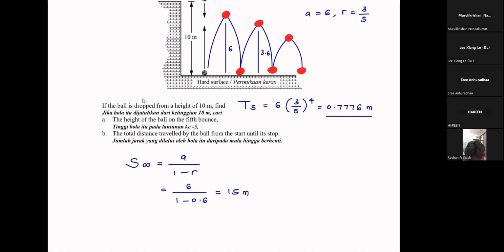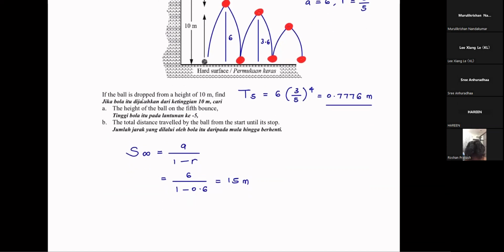Okay, actually this is not the final answer. This answer is not accepted. Tapi dapat markah sikit sajalah. Okay, so you know why? What's the reason? The ball will go up and fall down. Go up and fall down.